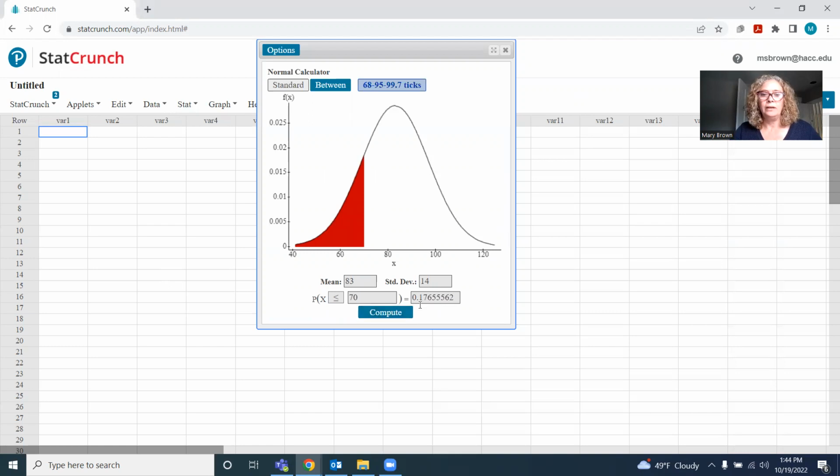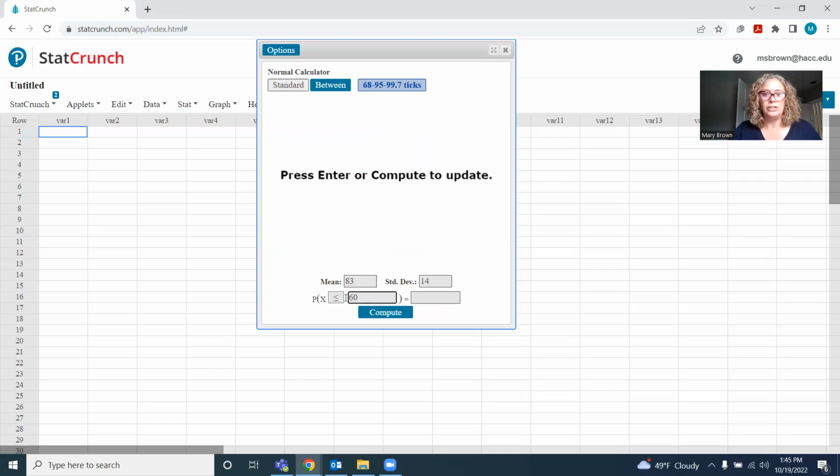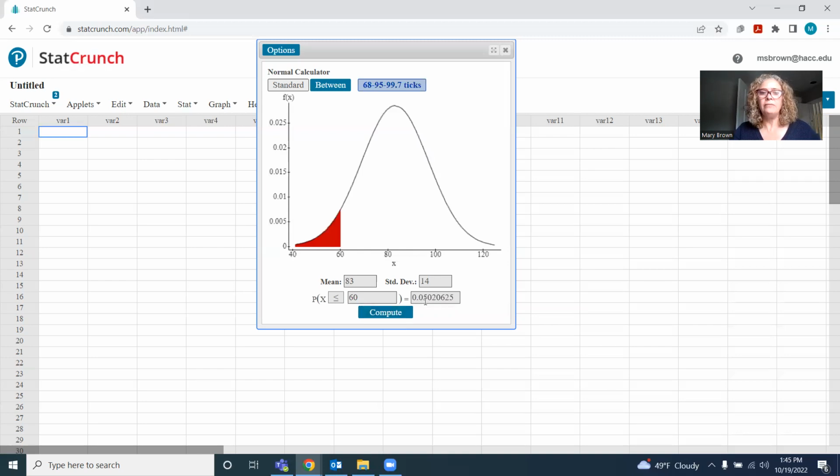Okay, I hit compute and I find out that, rounded, 18% of the students are not earning a C or above in the class at this point. If I wanted to know D, I can just change it to 60. And 5% of the students are not earning at least a D. So there are 5% who are currently failing the class.